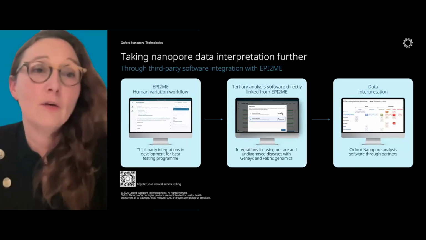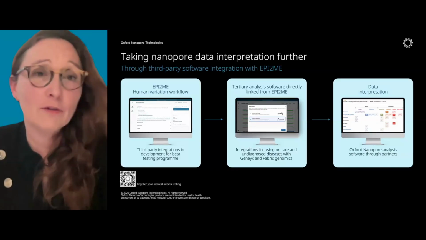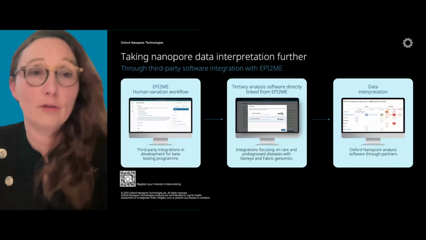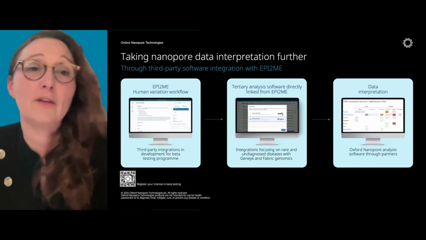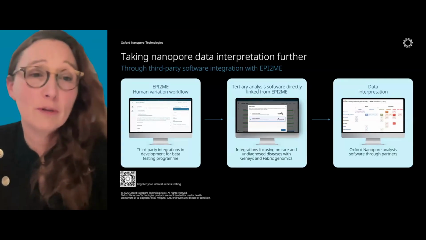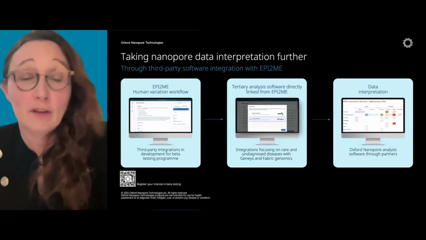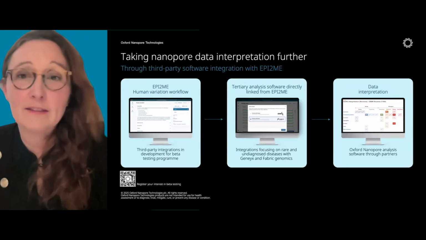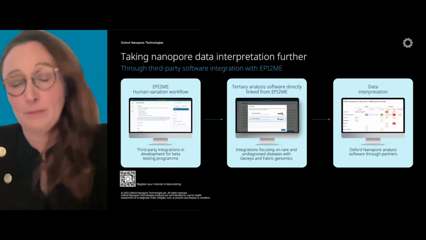Through EPI2ME, we do have human variation workflow that enables secondary analysis even when the lab doesn't have a lot of bioinformatic capabilities. It's very user-friendly and doesn't require coding. EPI2ME is now integrated with third-party analysis that enables tertiary analysis and even in the future, full interpretation of the variant.